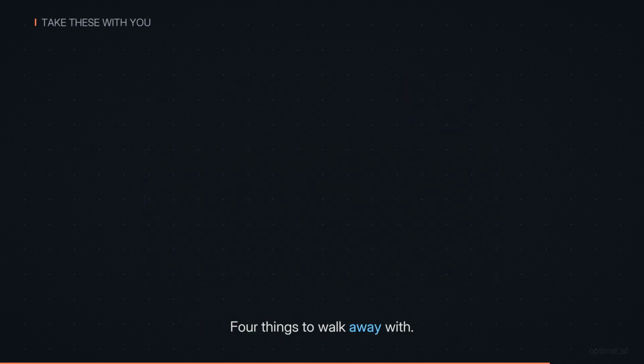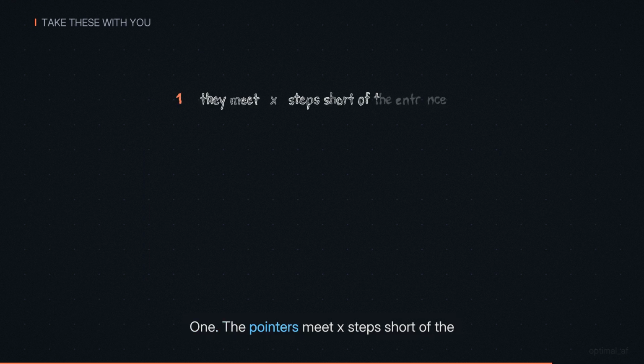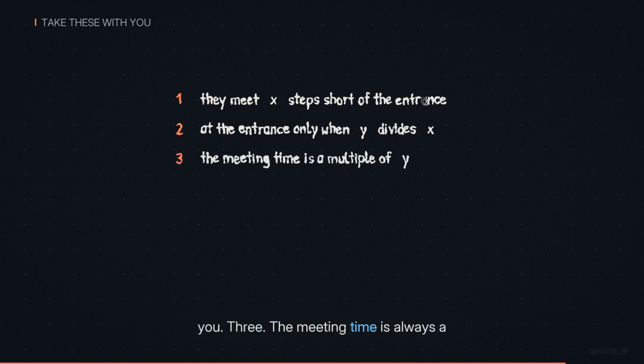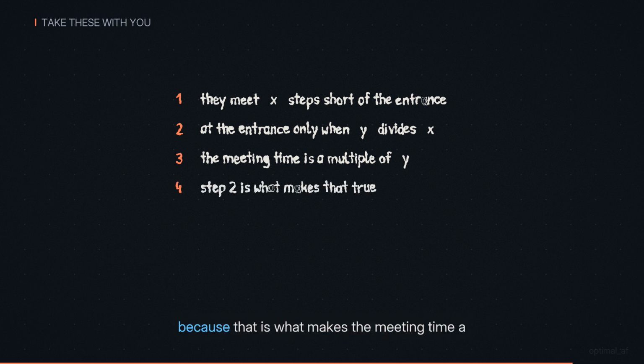For things to walk away with. 1. The pointers meet X steps short of the entrance, not at it. 2. They meet at the entrance only when Y divides X, and a tail of 0 is why the textbook picture fooled you. 3. The meeting time is always a multiple of Y. Everything else follows from that. 4. The fast pointer moves 2 because that is what makes the meeting time a multiple of Y. 3 still catches up and still breaks phase 2.